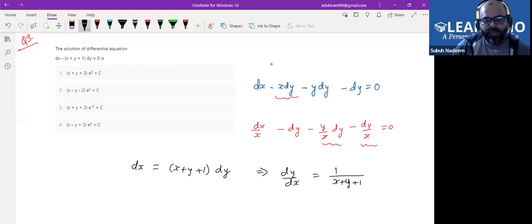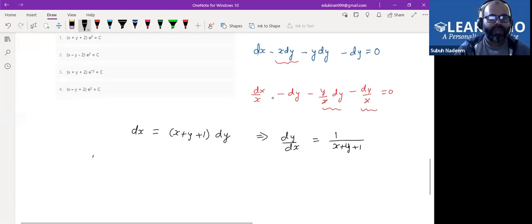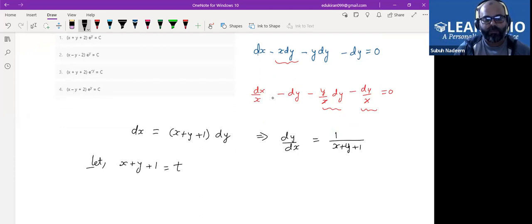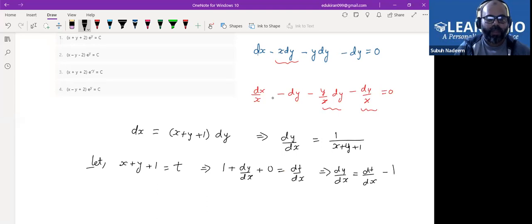Now, after writing this, what you need to do is to do a substitution. And that substitution is that you will let x plus y plus 1 is equal to t. So what will happen? 1 plus dy by dx, and the derivative of 1 will be 0, is equal to dt by dx. So dy by dx can be written as dt by dx minus 1. So this is what you have to do here.